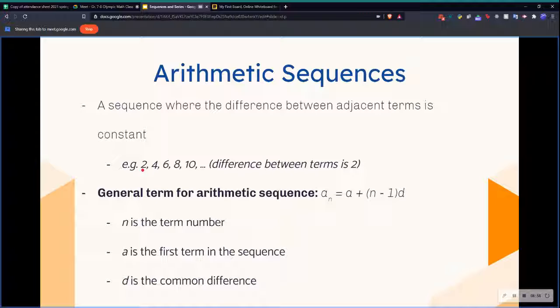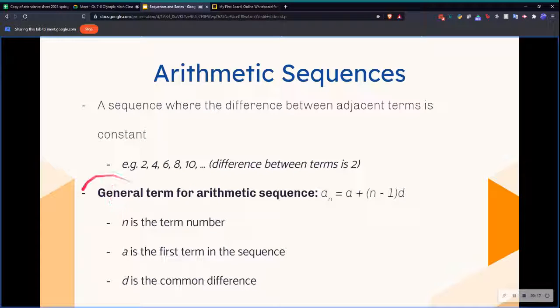What I mean by adjacent is that they're right beside each other. You can't take the first term and the third term because there's a second term in between. That's not adjacent. So you see that the difference between 4 and 2 is 2, 6 and 4 is also 2, 8 and 6, 10 and 8, that's also 2. So you see that this is an arithmetic sequence.